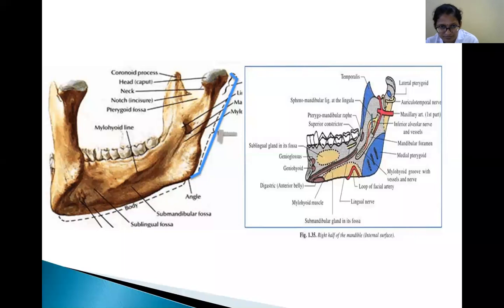And next, the inferior border is nothing but the angle of the mandible, which is formed at the junction between the lower border of the body and the posterior border of the ramus of the mandible. It is 140 degrees. Next, coming to the surfaces. It has two surfaces: the external surface and the internal surface.